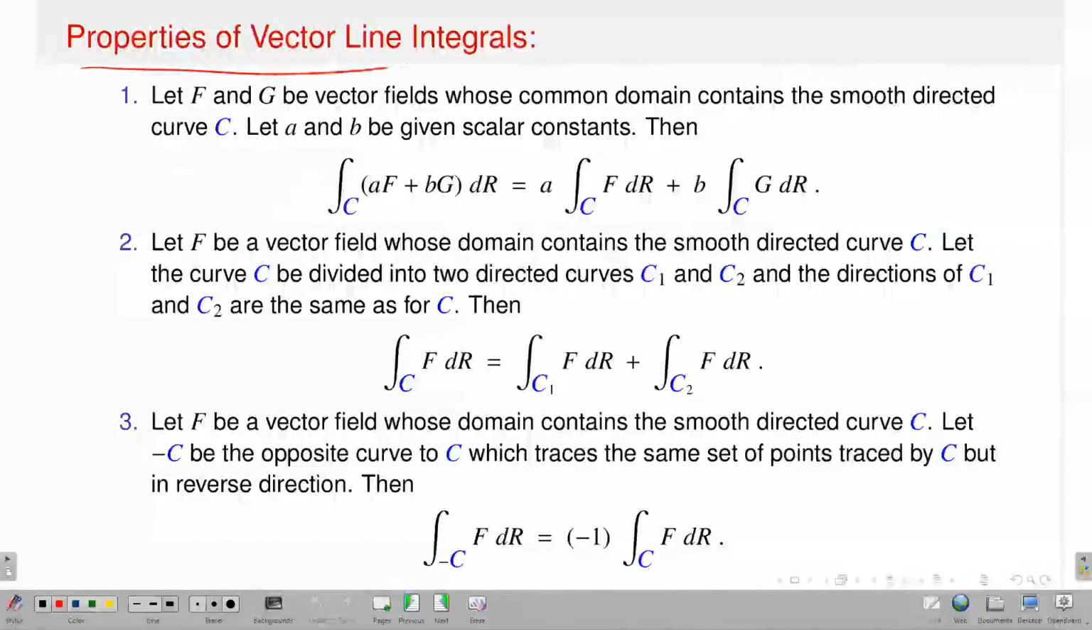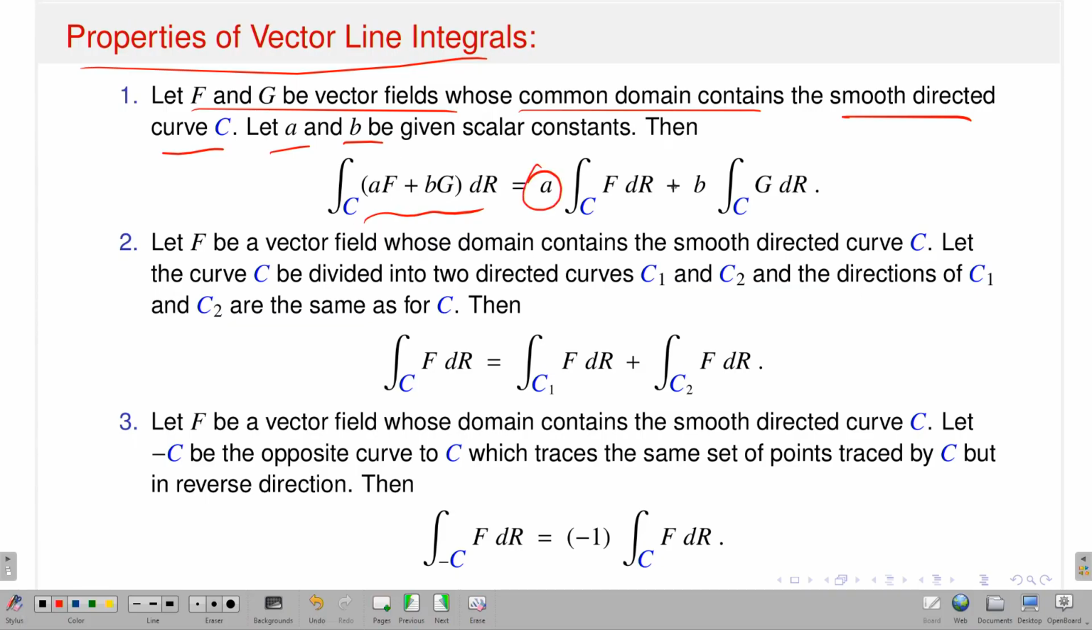Okay, a couple of properties, like the properties of scalar line integrals. If I have two vector fields whose common domain contains your smooth directed curve C, that means I have two vector fields on some domain D, a subset of R^n, to R^n, and D contains my smooth directed curve C. Take two scalars A and B, then it is a kind of linearity property. That means the vector line integral over C of A times capital F plus B times capital G: A will come outside, B will come outside, and the integral will split up. That is called linearity property number 1.